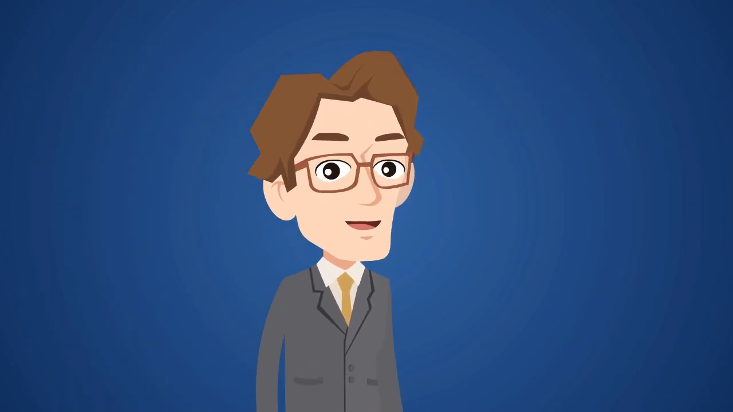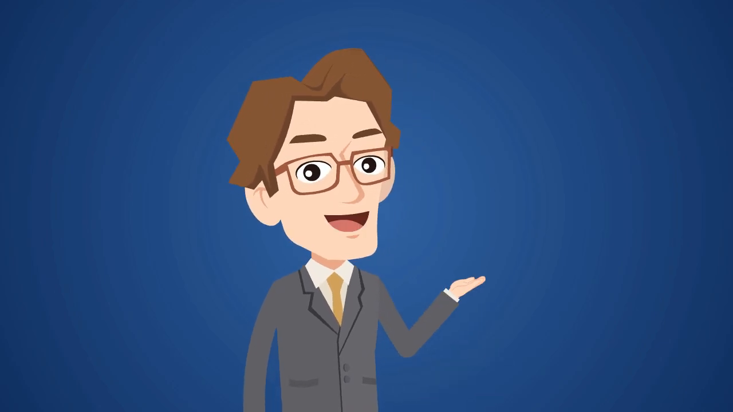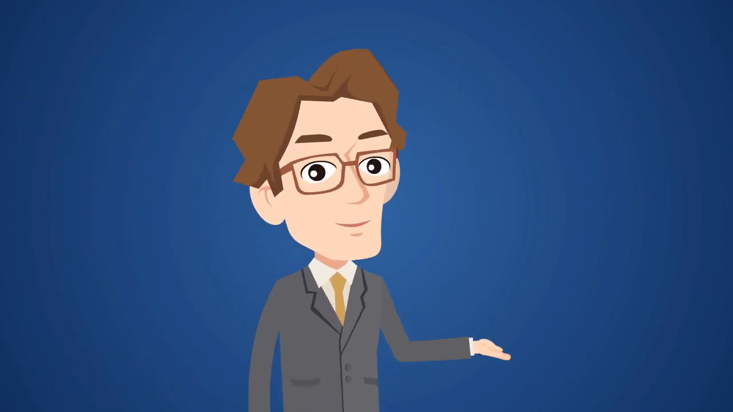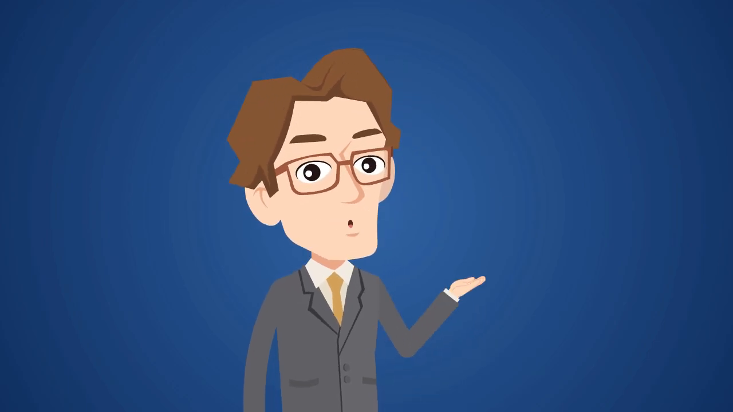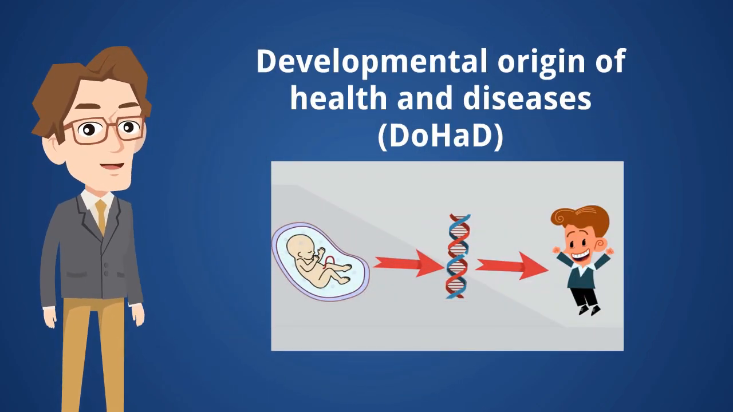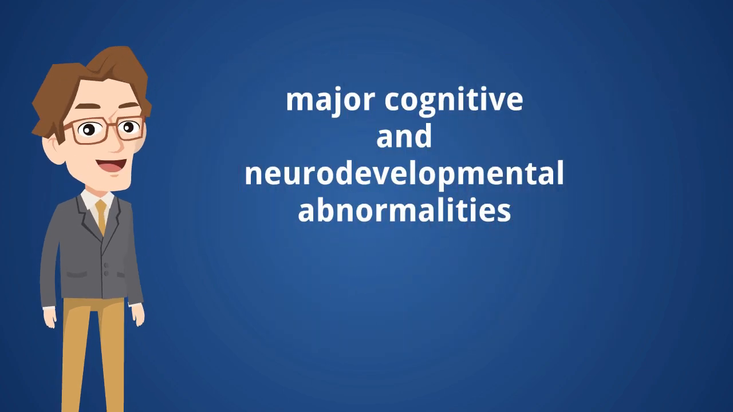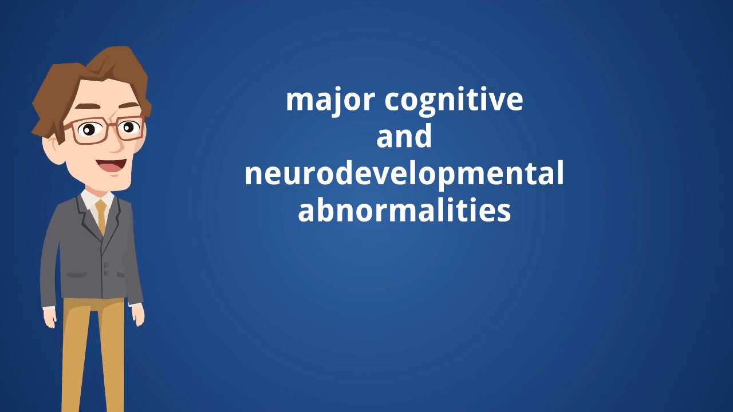These IUGR infants need long-term follow-up as they are prone to develop many complications when they become adults, like poor physical growth and small height in adulthood. The IUGR infants, because of in utero epigenetic modifications, are more likely to develop developmental origin of health and disease in their adolescence and adulthood. These infants can also develop subtle to major cognitive and neurodevelopmental abnormalities.